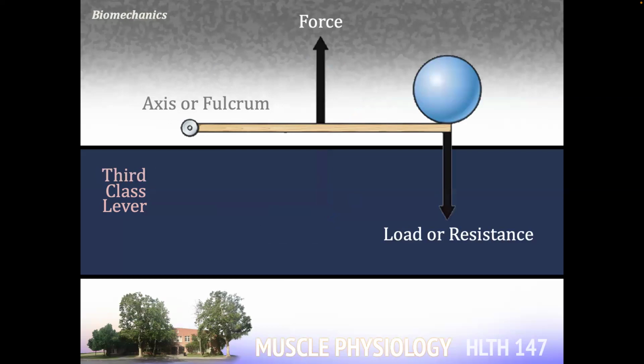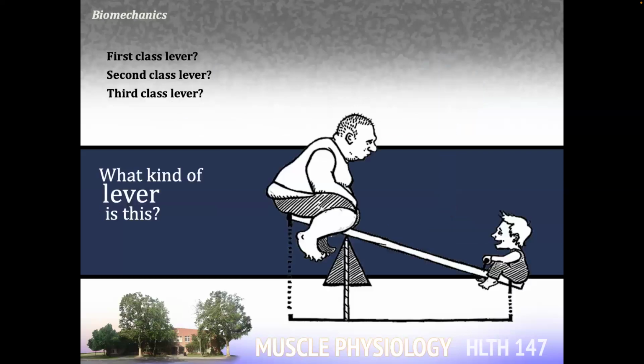And a third class lever begins in the same way. The fulcrum is on one side, but here the force is in the middle, and then the load is on the far end. So this class always has a mechanical disadvantage because the moment arm of the load is necessarily longer than the moment arm of the force. If it wasn't, it wouldn't be a third class lever, which is what this is.